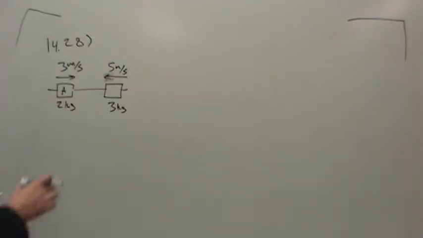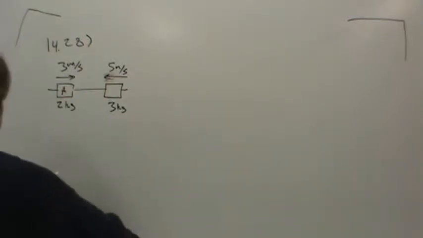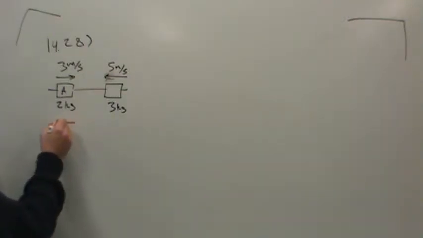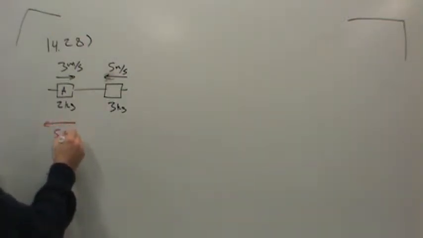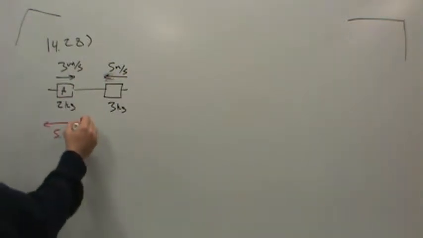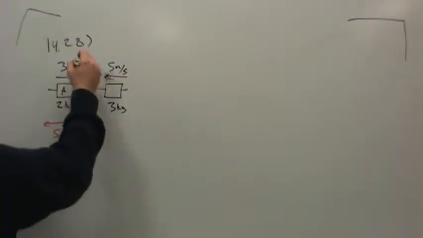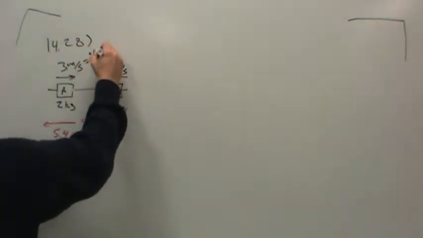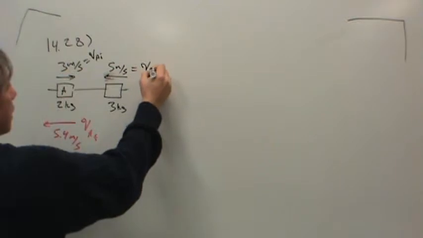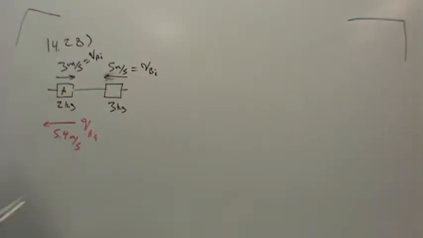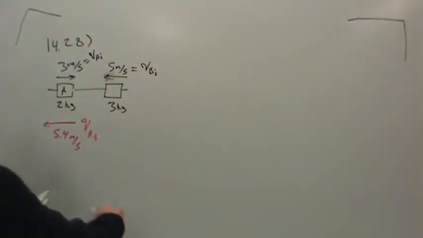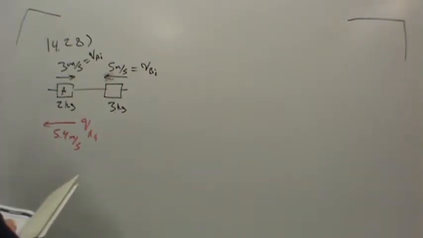Okay, so obviously the two are going to collide, and the information we're given is that collar A is moving at 5.4 meters per second to the left after impact. There's the velocity. So let me write this as velocity of A final, velocity of A initial, and here is velocity of B initial. The question is, what's the velocity of B after impact?